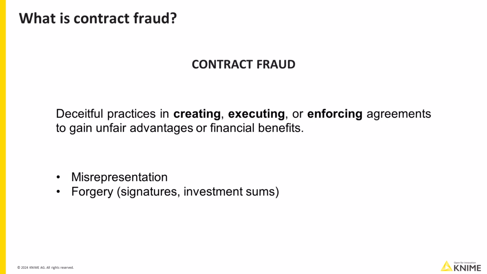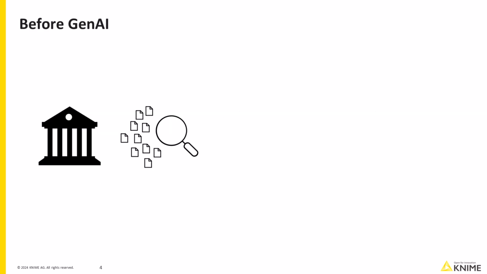Contract fraud involves deceitful practices in creating, executing, or enforcing agreements to gain unfair advantages or financial benefits. Some common deceitful practices are misrepresentation, where false information is provided to deceive the other party, and forgery, which involves faking signature or investment sums.